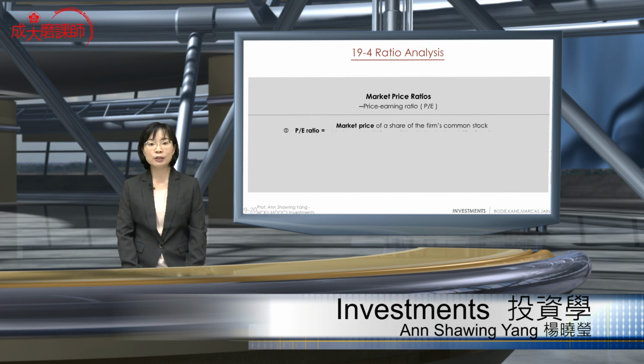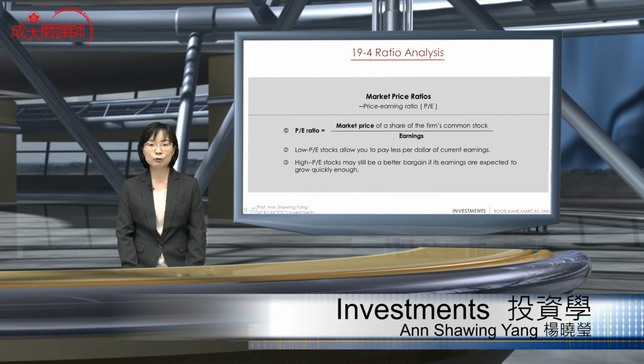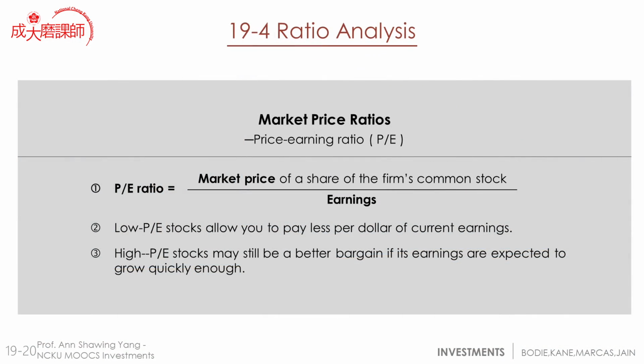Now, we also have the PE ratio. In addition to the book value ratio, we also have the price earnings ratio. Price earnings is the market price of a share of a firm's common stock divided by its earnings. So what does it indicate? It means that a low PE stock will allow you to pay less per dollar of current earnings, but that also includes the market expectation: how the market sees the future prospects, or the future earnings capability, of the firm.